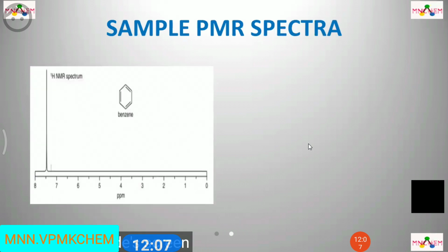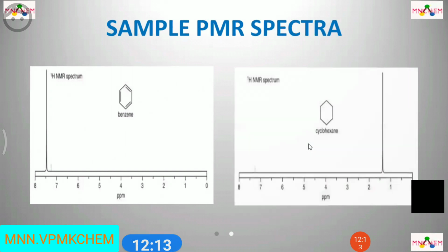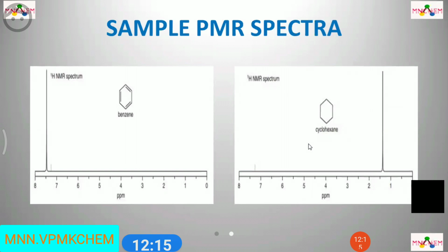These are a few sample PMR spectra. Here we can see benzene: all the 6 aromatic protons give only one signal. They are chemically equivalent and give only one signal. The chemical shift value delta is about 7.5 ppm. While when we have cyclohexane, these are aliphatic and the protons are shielded and they appear around delta equal to 1.4 ppm.